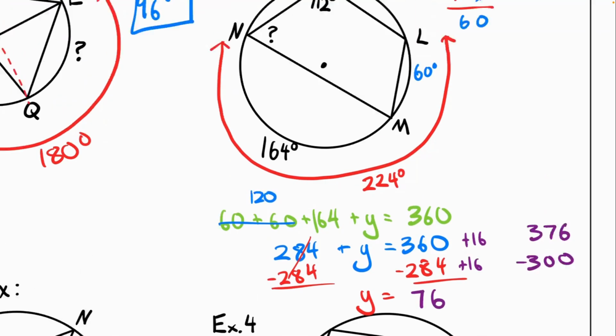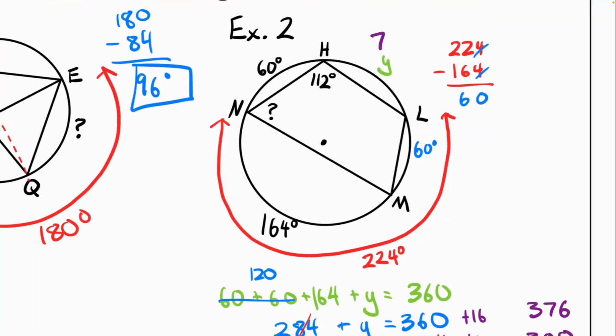Y is equal to 76, which is almost done. We can say that this is 76 up here now, 76 degrees. How do I find this missing inscribed angle? I said it twice before we started solving for y.